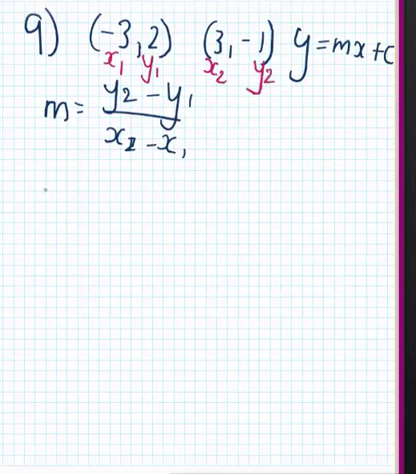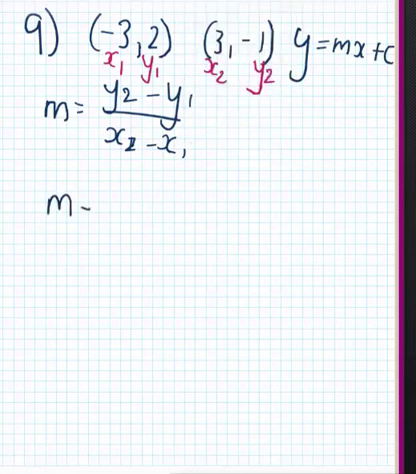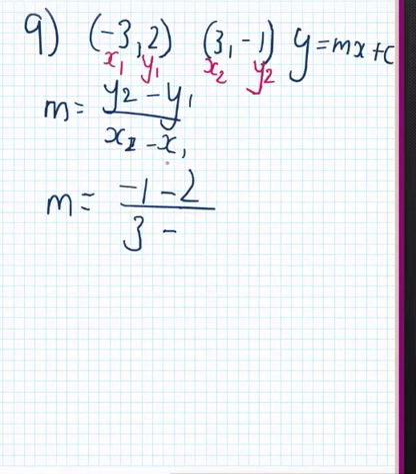Now when substituting these in, just make sure you're careful with your negatives. So we've got y. Now a way that I do this to never forget the negatives, we've got a takeaway here and a takeaway there. Put them in now so you won't forget it. Now y2 is negative 1, so we've got negative 1, y1 is 2, and then x2 is 3, and x1 is negative 3.